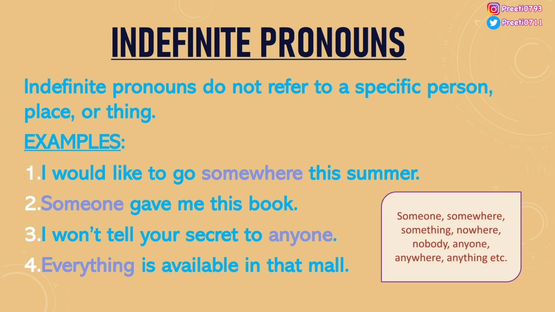Moving ahead, next type of pronoun is indefinite pronouns. It says indefinite pronouns do not refer to a specific person, place or thing. Like its name is telling, they are indefinite. It means that they are not specific. Examples given here are "I would like to go somewhere this summer." So this word "somewhere" is not referring to any particular place. Okay, "Someone gave me this book." So if I ask you who gave you this book, then to this question you cannot answer with a proper noun because the pronoun that you have used here is indefinite.